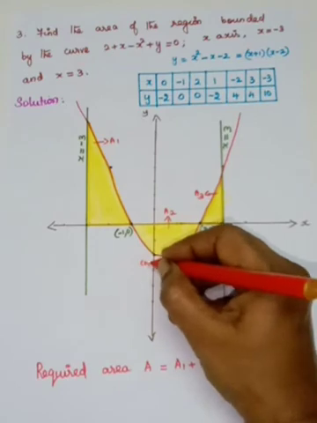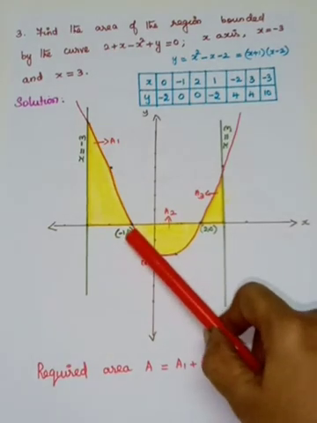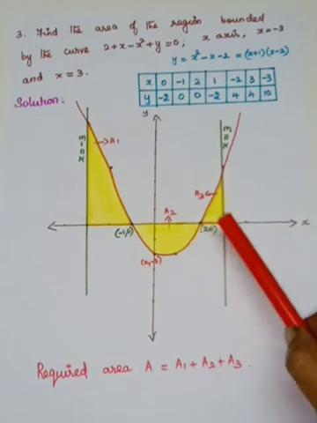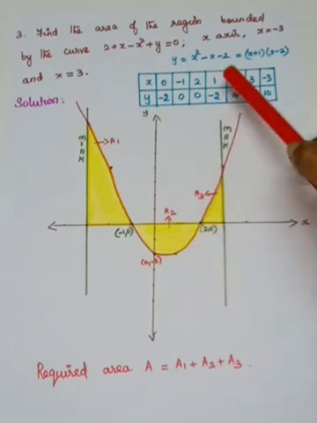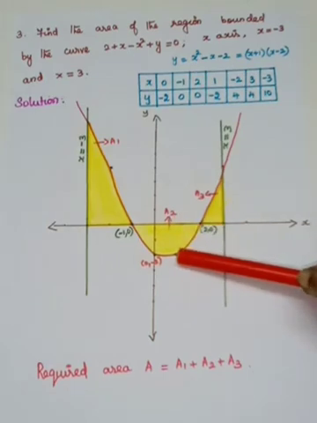0 comma minus 2. Okay. And the next one, minus 1 comma 0. So this is the point minus 1 comma 0. And 2 comma 0. Okay. So you see now 1 comma minus 2. So here you are having 1 comma minus 2 is marked.